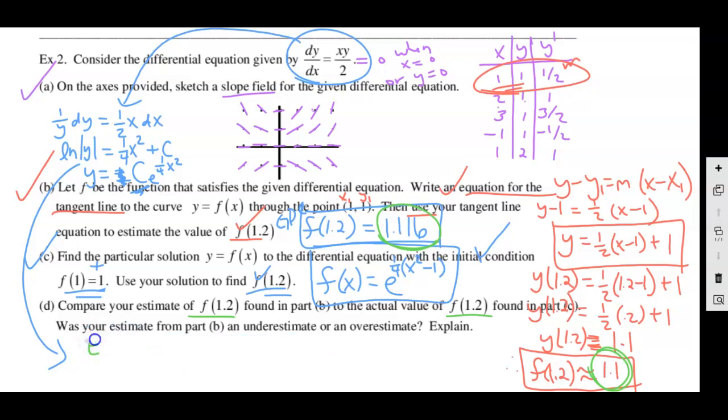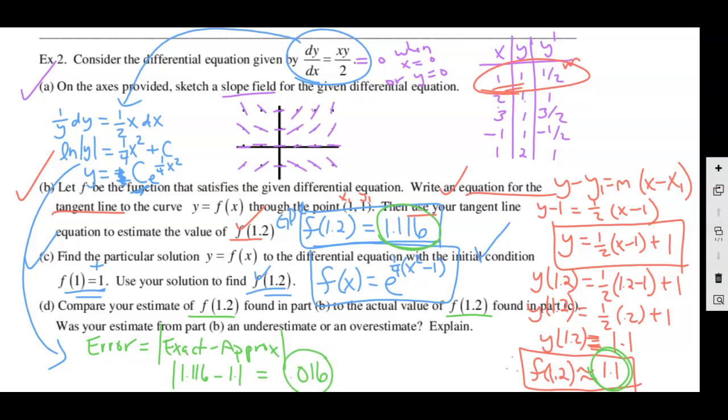So let's look at the error. The error is just the absolute value of the exact minus the approximation. Let's figure out how far off we were. We had 1.116 minus 1.1. So here my error is going to end up being 0.016. Right? So that's not a huge error. That's not too bad, right?